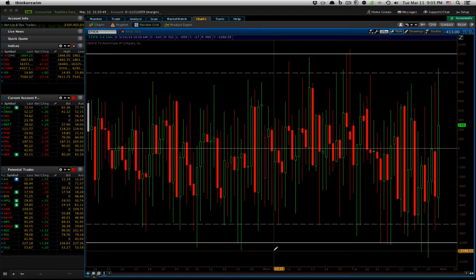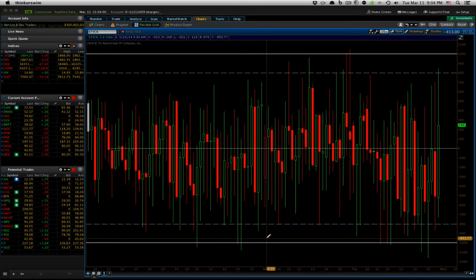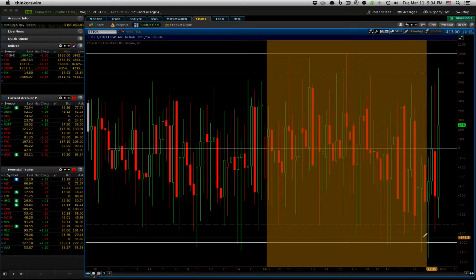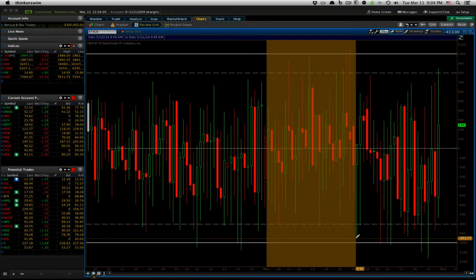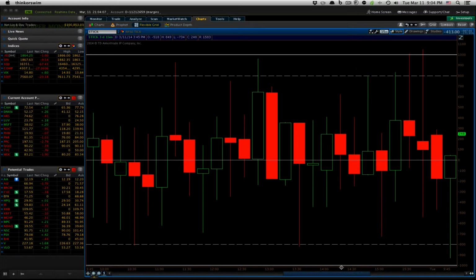So basically, a tick chart measures the down ticks and the up ticks at any given time. These bars are actually 15-minute bars. This is Monday from here, so we'll look at Monday first. Here's the open and here's the close on this side. I think Monday opened lower, and it slowly improved throughout the day.